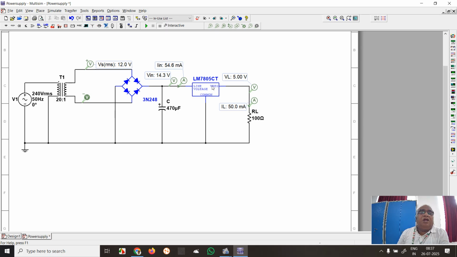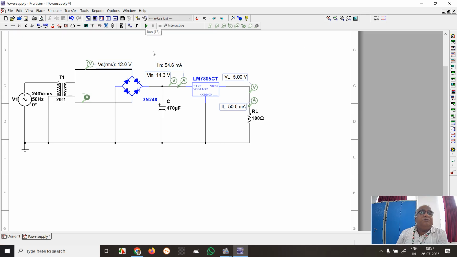The importance of LM7805 is that the minimum input voltage required is 7 volts and the maximum input voltage is 35 volts. In the range of 7 to 35 volts, the output voltage is 5 volts and the maximum load current it can provide is 1 ampere. Let's check whether the circuit works or not.